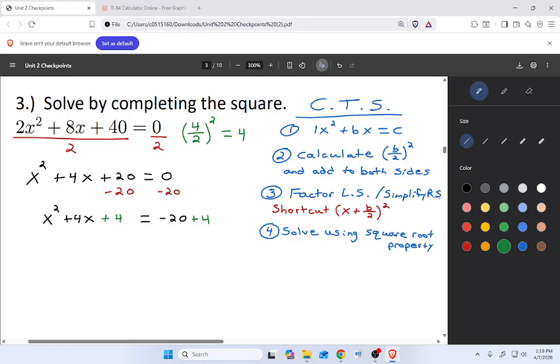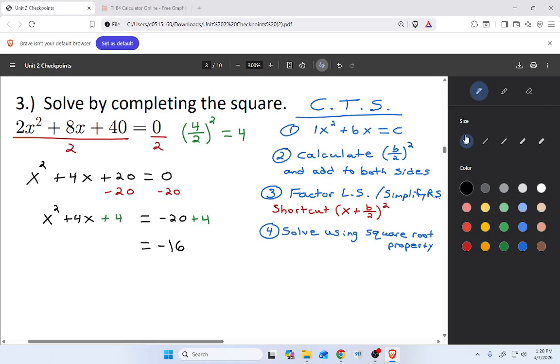Now that I have added 4 to both sides, we have finished step number 2, and now I can move on to step number 3, where I need to factor the left side and simplify the right side. I'll start by simplifying the right side. I just need to combine like terms. So if I just do the negative 20 plus 4, that'll give me negative 16. So there we go, right side has been simplified.